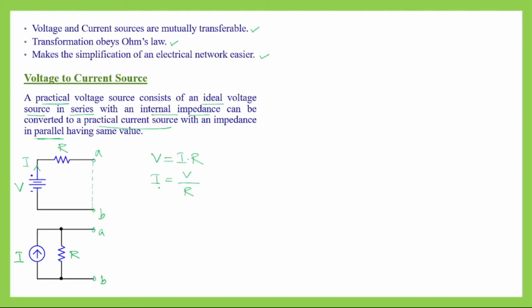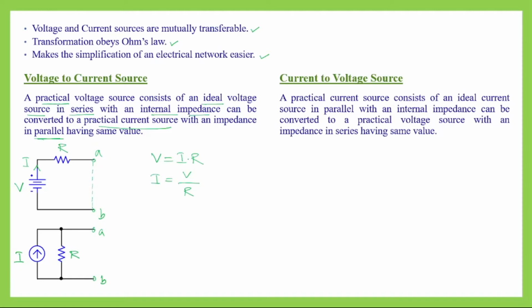Now we will see next how a current source can be converted to a voltage source. In an electrical network, if we have a practical current source, meaning we have an ideal current source, and in parallel we have an internal resistance or impedance, so this time it will be connected in parallel, they can be transformed or converted to a practical voltage source, and this time with that voltage source, the resistance or impedance will be connected in series.